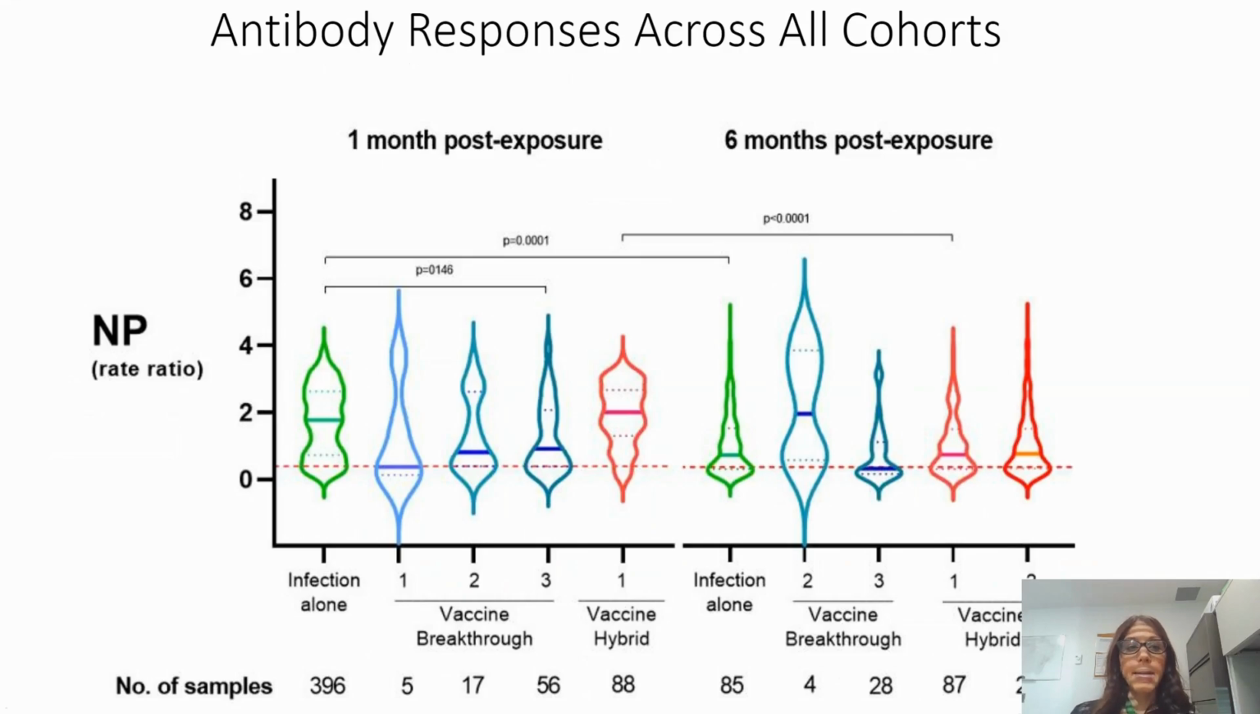Again, when we break down the breakthrough and hybrid cohorts, the breakthrough group for IgG nucleocapsid shows significantly lower levels of antibodies when compared to infection alone, when 3 vaccine doses are received. And although we see the same trend for 1 or 2 doses, the results are not significant. The hybrid group is not significantly different than the infected group alone, but does increase in antibody levels over time.